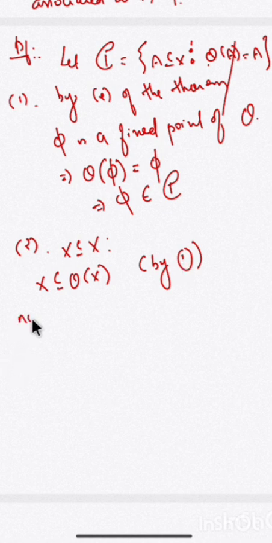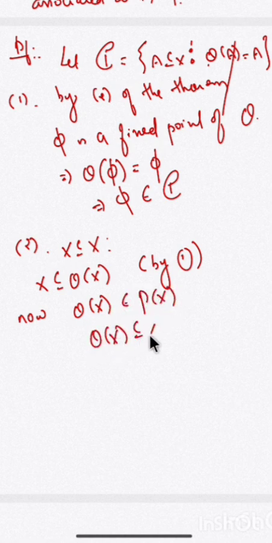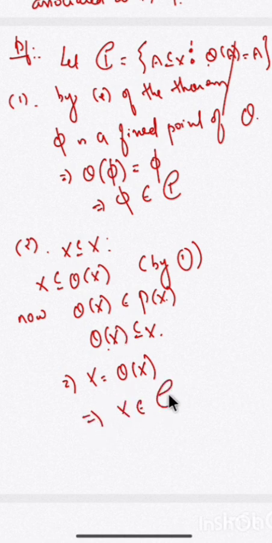Now, what is theta of X? Theta of X is an element in P of X. When it is an element in P of X, theta of X is again a subset of X. So X is a subset of theta of X and theta of X is a subset of X, which implies X will be equal to theta of X. When it satisfies this condition, X is an element in collection C.